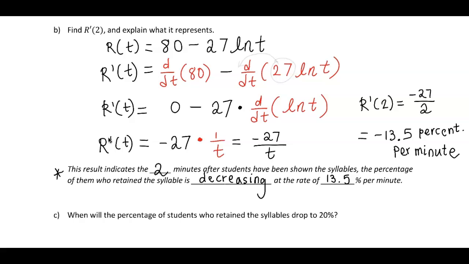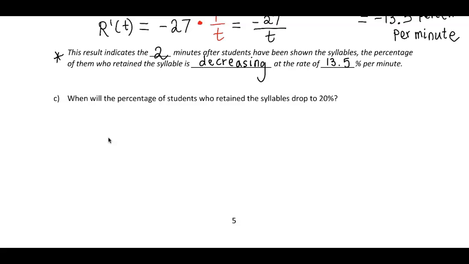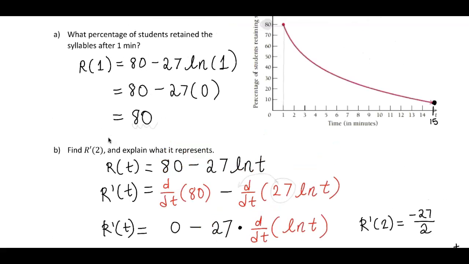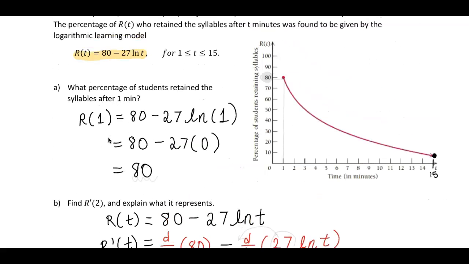All right, the very last part. When will the percentage of students who retain the syllable drop to 20%? So what they want is, when is r of t equal to 20? And wouldn't we be able to just read it from the graph? 20% is right here. And if I extend my horizontal line straight to the right to see where the graph is, I would say the answer is somewhere in between 10 and 11. But since that is not accurate, I better solve this.